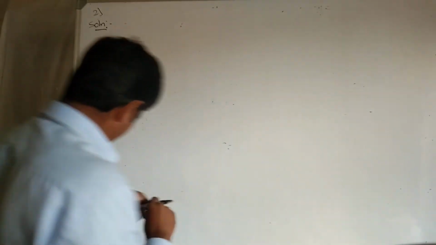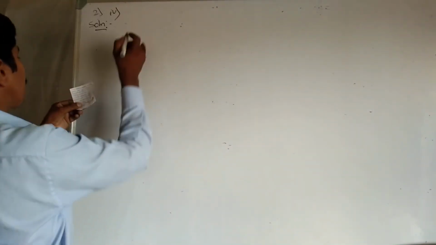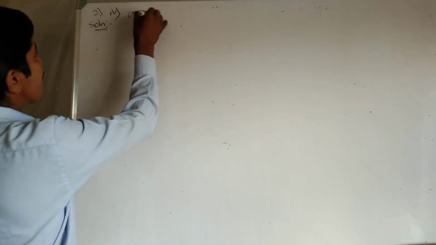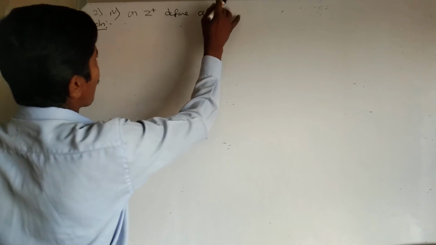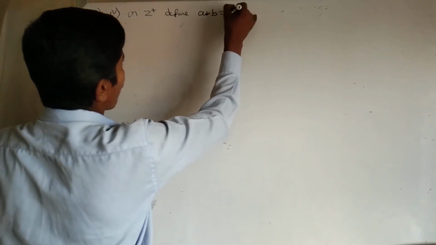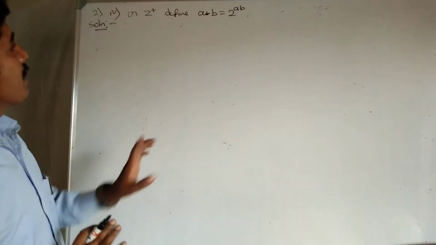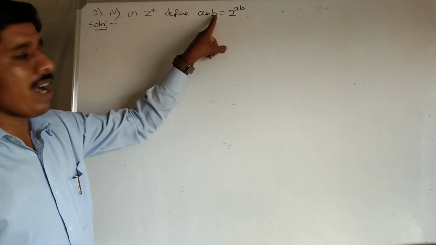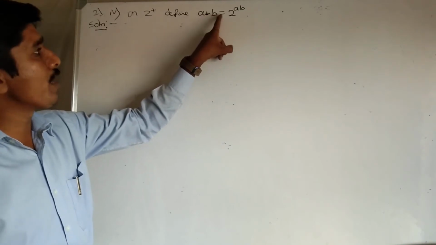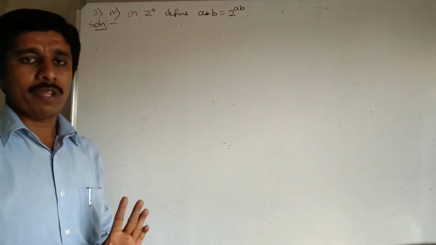Second problem, fourth one. On Z plus, define a star b equal to 2 power ab. Mind it, here Z plus means the set of all positive integers, so a and b are positive integers. This means the binary operation is defined as a star b equal to 2 power a into b.